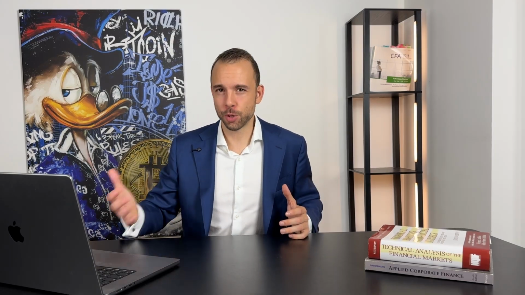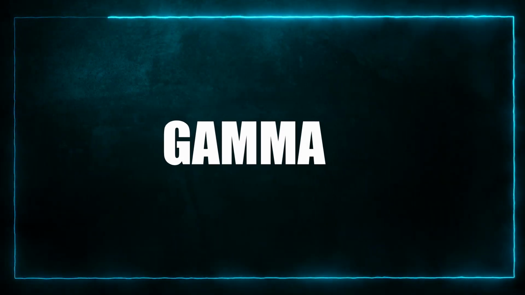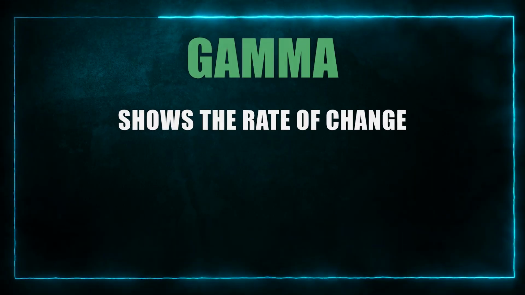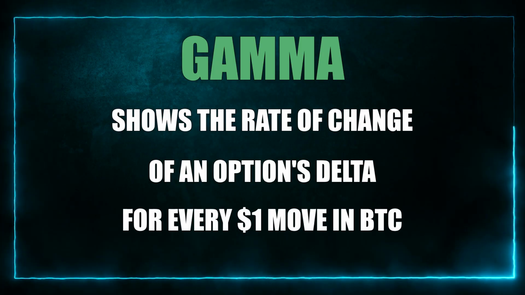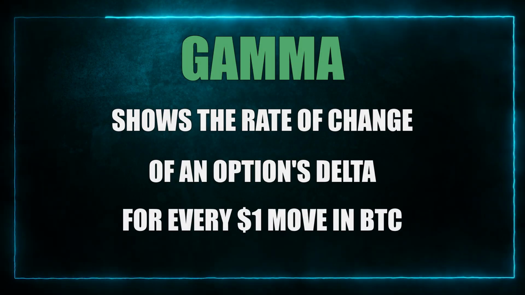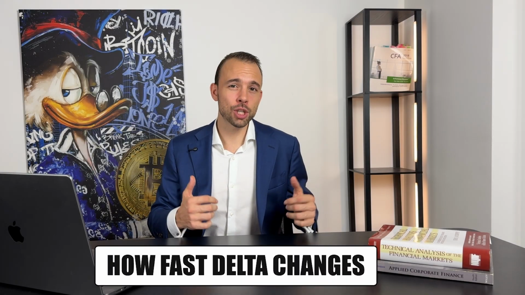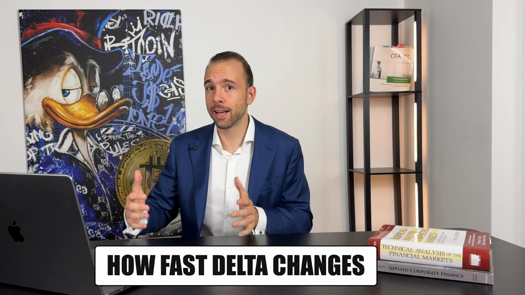And the second important Greek is gamma. We understood delta and how option prices change with delta. Now we are ready to understand gamma. Gamma shows the rate of change of the option's delta for every $1 move in the cryptocurrency asset price. Simply speaking, gamma shows how fast delta changes.